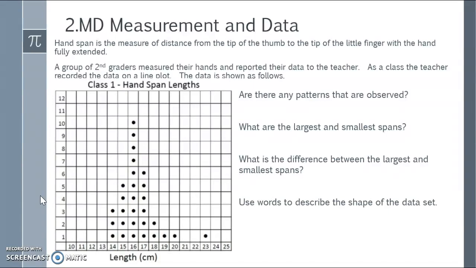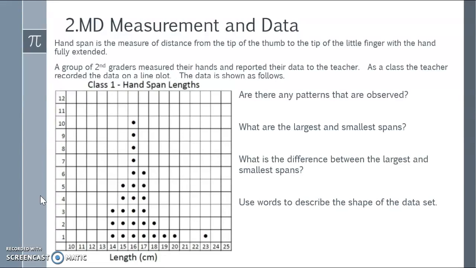Handspan is the measure of distance from the tip of the thumb to the tip of the little finger, with the hand fully extended. A group of second graders measured their hands and reported their data to the teacher. As a class, the teacher recorded the data on a line plot. The data is shown as follows. So you see along the bottom is the hand length in centimeters. And then for each student, we just added another dot so that we could count how many there are.